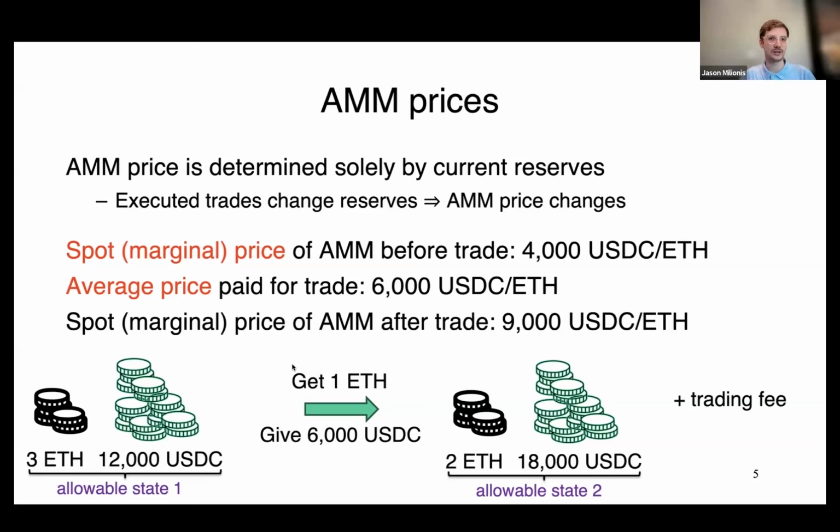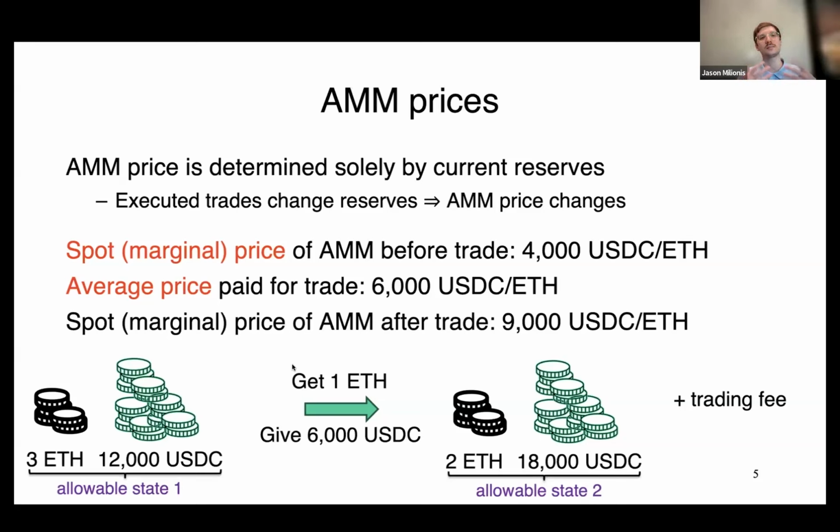And there's 2 relevant notions of price for us that we'll go into further detail on in the other parts of the tutorial. The first one is the spot or marginal price of the AMM, and this is the price that a trader would get for an infinitesimal quantity of Ethereum traded, let's say, before the trade. And so this would be, in this example case, 4,000 US dollars. Then there is also the average price that is actually paid for the trade. And so here we can see that the trader actually gave $6,000 to get 1 ETH out of the pool. So the average price that the trader actually got for this trade is 6,000.